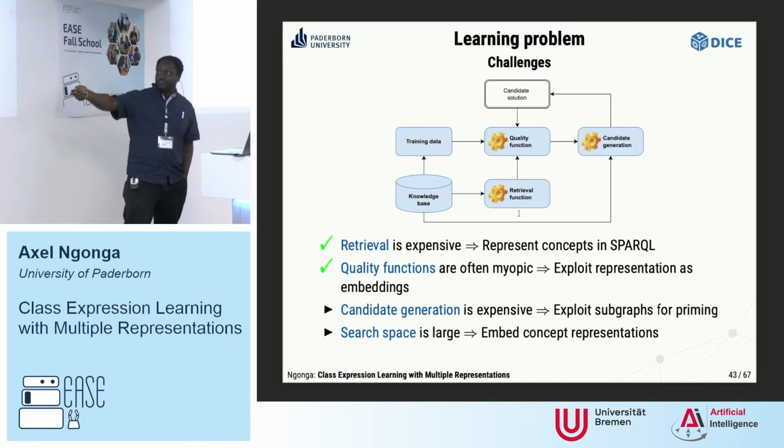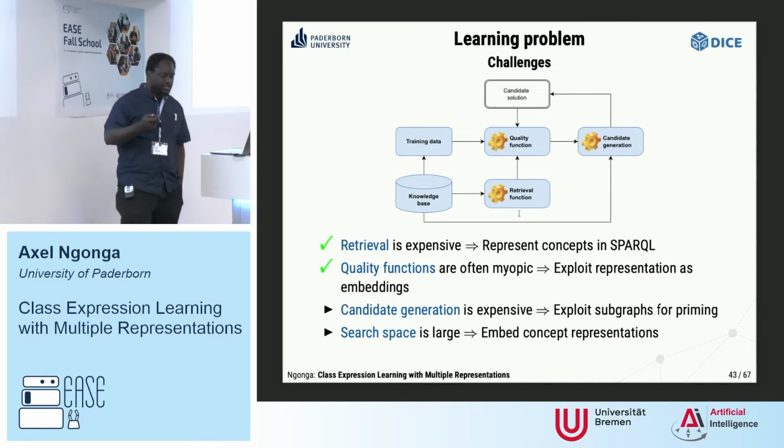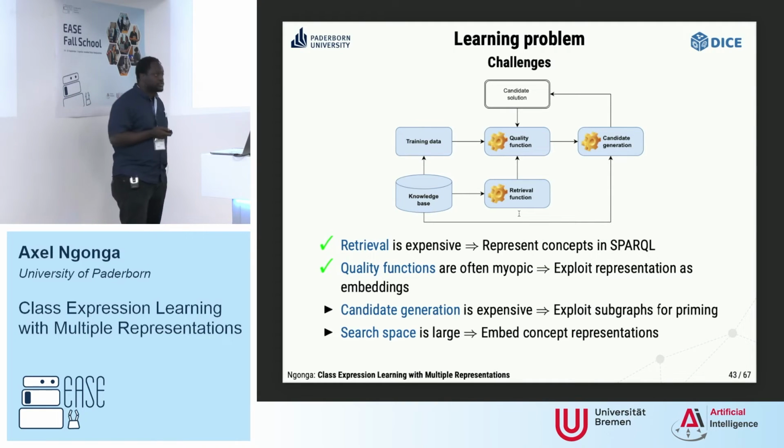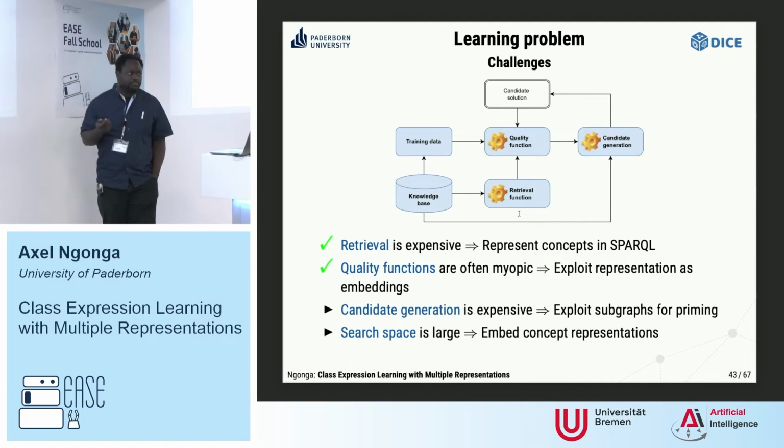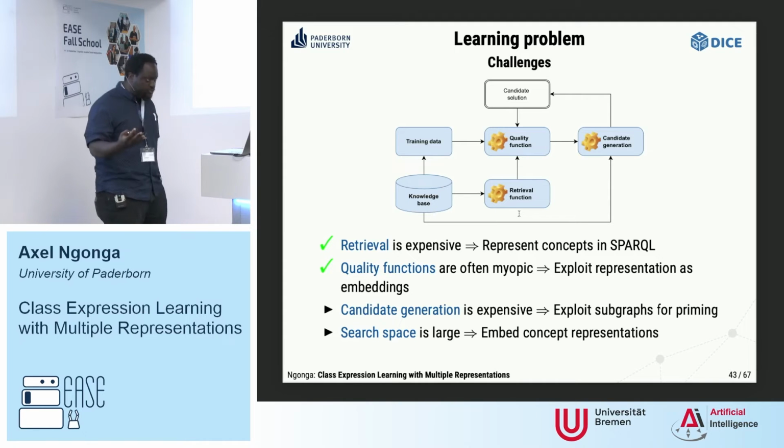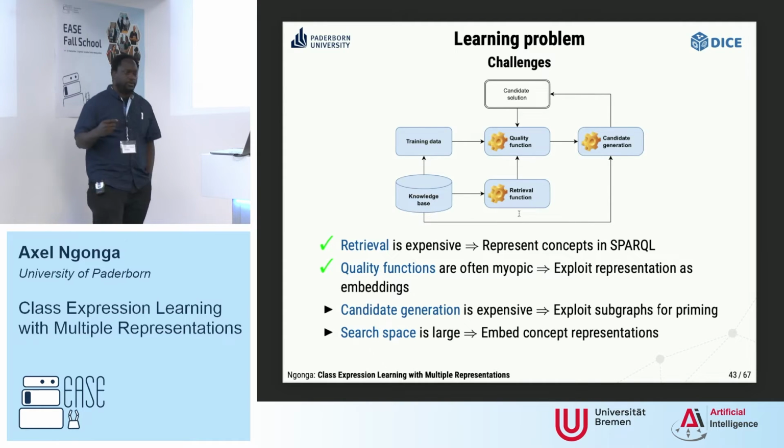So we've looked at retrieval, and we said it's expensive, so we changed representation, moved to tensors, and used tensor operations. We looked at the quality functions. We said they're often myopic. Well, change representation, look at it as a continuous problem, and solve it by doing Q-learning.